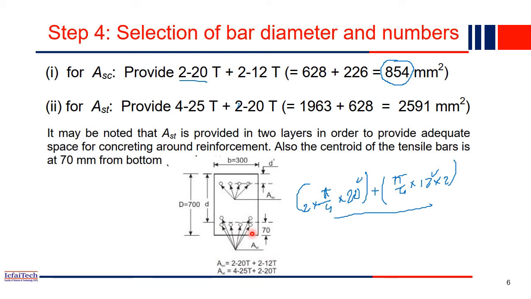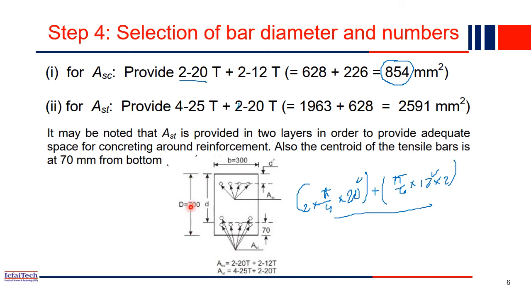Similarly, for the AST value you have to provide something like 2450. Here we provided 4 numbers of 25 mm Tor bars and 2 numbers of 20 mm Tor bars. Like that we have to specify and draw the cross section. If you add it up, you will get near 2500. Always provide something near that value, with a small quantity more. Then you draw the cross section.